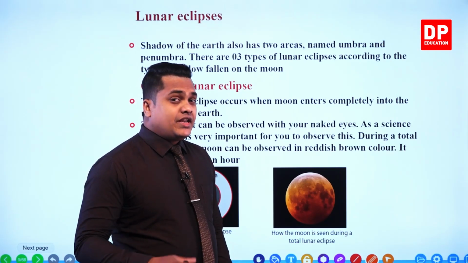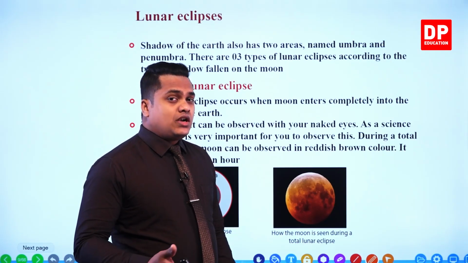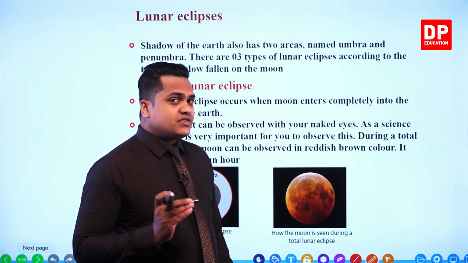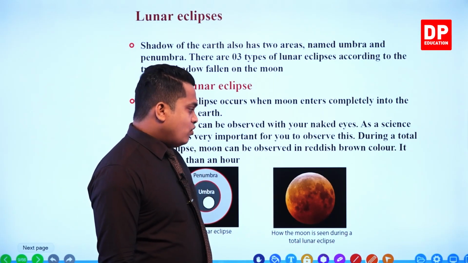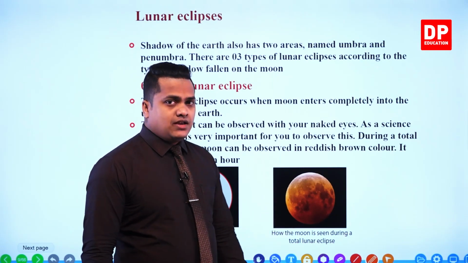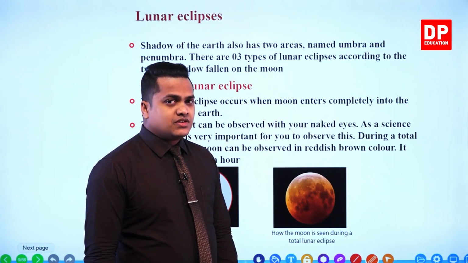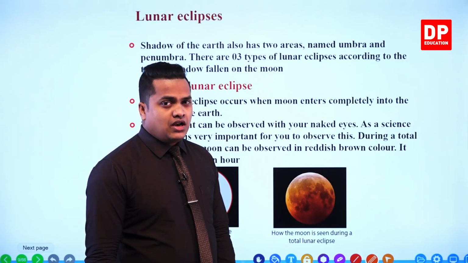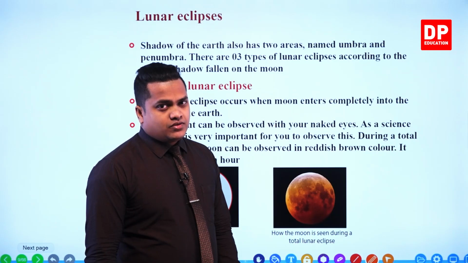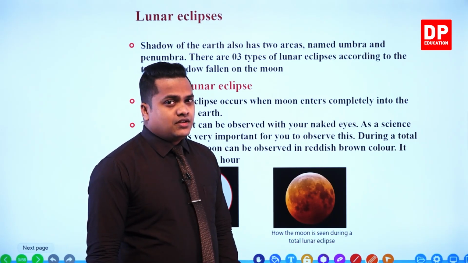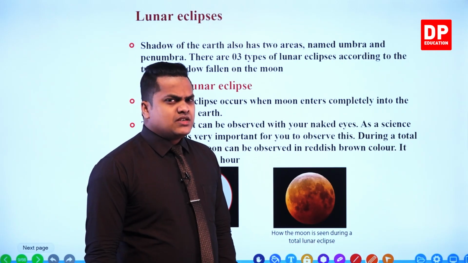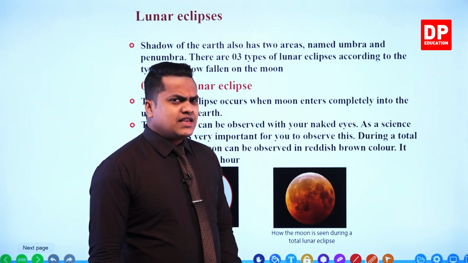But my dear children, during a total lunar eclipse, this bright nature is going to reduce, and you can observe the moon as a reddish brown color one. So if you can observe a reddish brown color one, that means, my dear children, you are observing a lunar eclipse. So I think you have already got this experience.